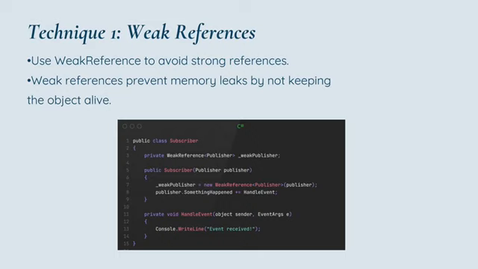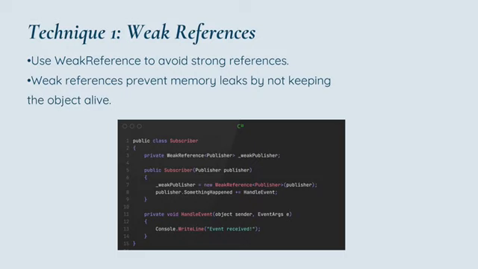And let's talk about the first technique. In C#, a strong reference keeps an object in memory as long as it's referenced. However, if we use a weak reference, the object can still be garbage collected when needed. And this prevents memory leaks because the event subscriber won't be held in memory unnecessarily. Using a weak reference is useful when we want to reference an object without preventing its cleanup by the garbage collector.